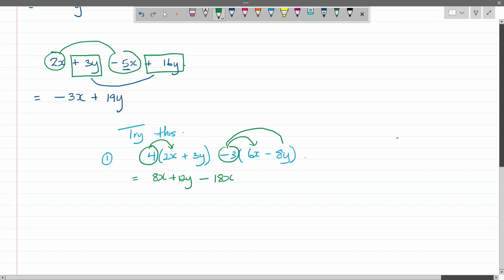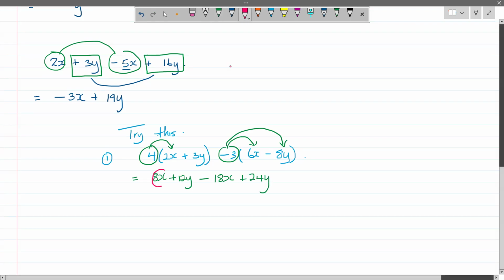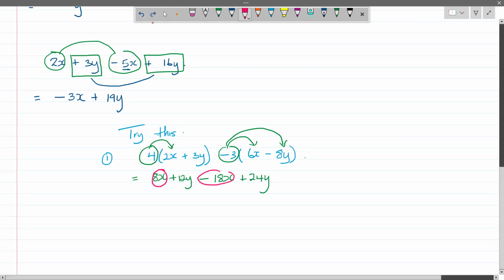Right? You see how I break it up into parts, right? Minus by minus gives a plus. 3 by 8 is 24y. Then we group them. If you want, you could just connect them like this. Circle them off, pair them off like that.